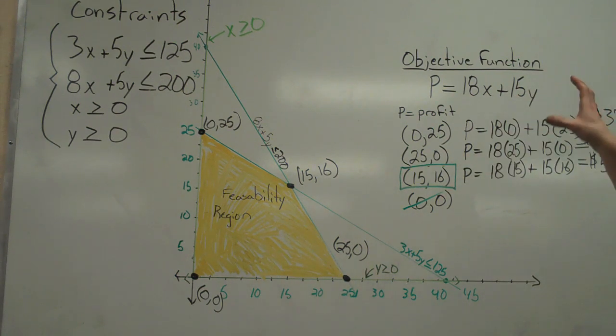This is how you maximize or for that matter, minimize an objective function. Maximizing, you pick the largest. If I asked you to minimize, you'd pick the smallest, which would actually be (0, 0).